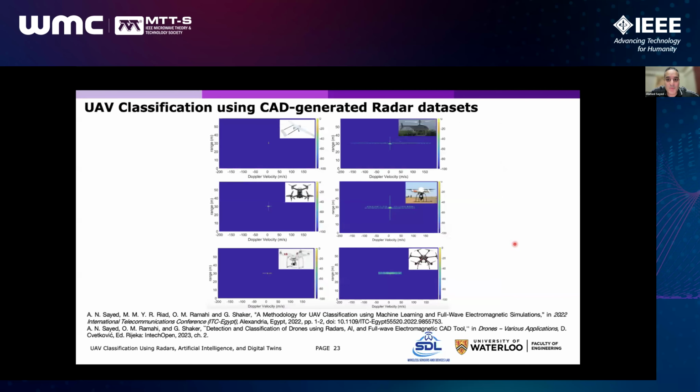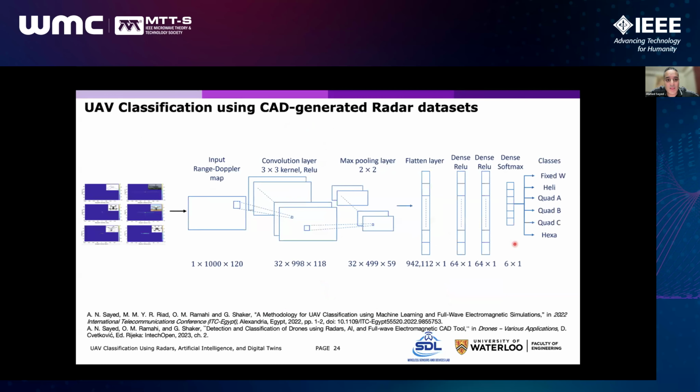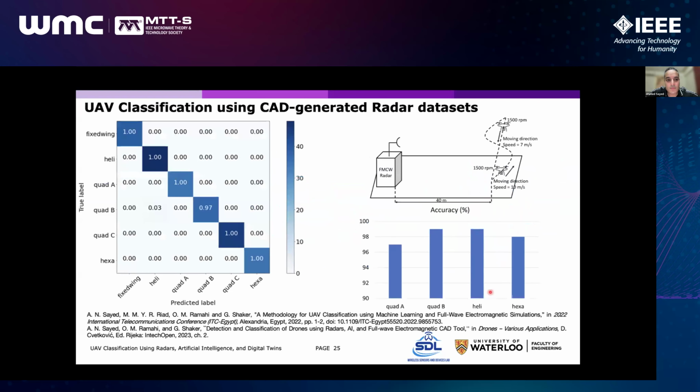These are the range Doppler maps for the 6 drones, and we applied this set to a CNN model called DopplerNet, which consists of 7 layers: after the input layer, the convolutional layer, a max pooling layer to decrease the complexity of the algorithm and avoid overfitting, a flatten layer, then 3 dense layers, ending with softmax to calculate the probability of each class. This is the classification accuracy for training the CNN model, which is more than 97%, which is promising.